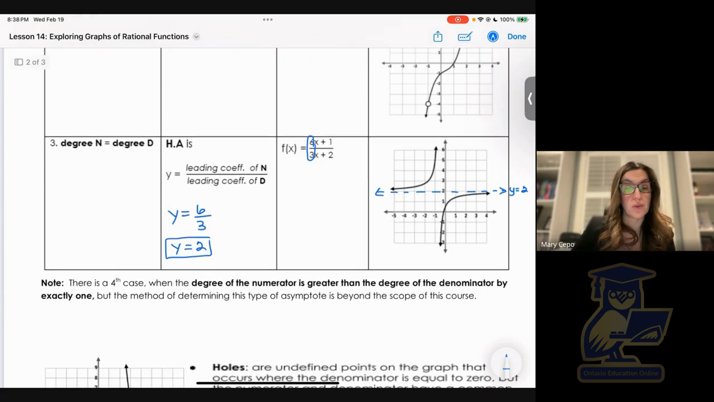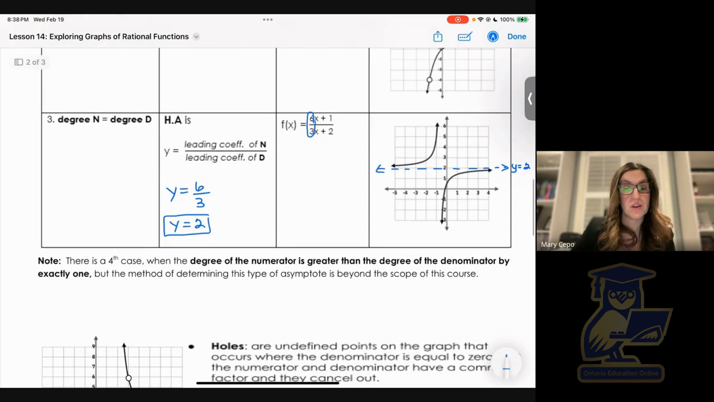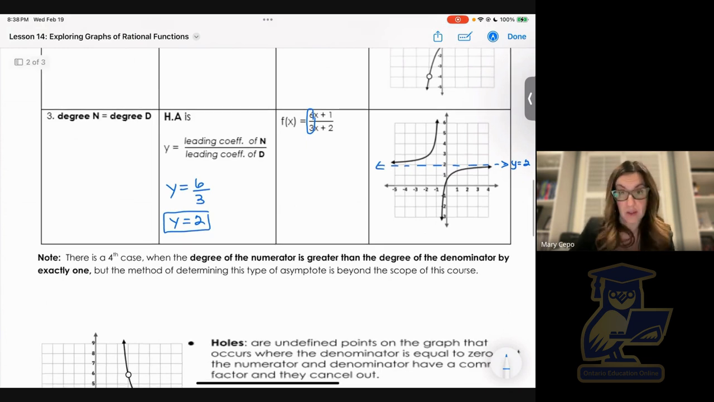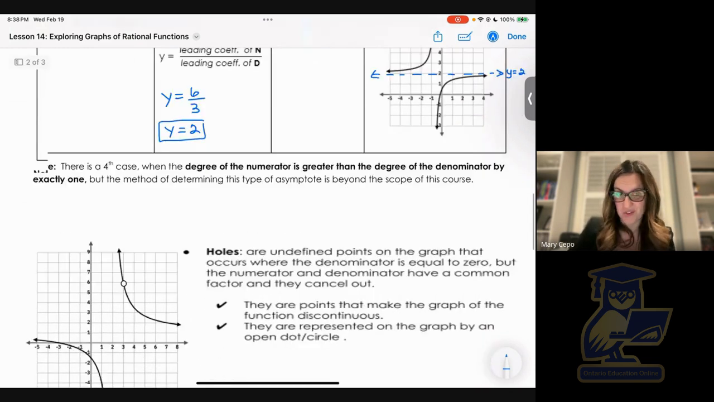Note, there is a fourth case when the degree of the numerator is greater than the degree of the denominator by exactly 1, but the method of determining this type of asymptote is beyond the scope of this course. That's called an oblique asymptote, just for future knowledge.